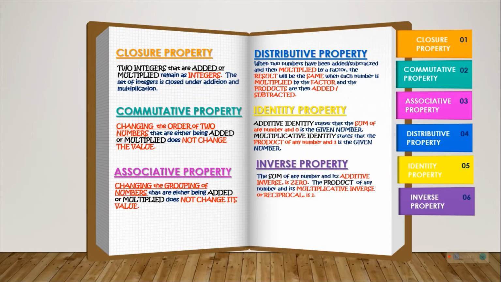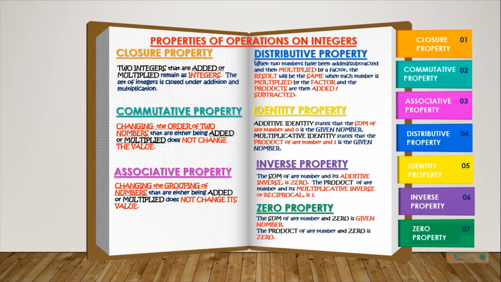The sixth one is inverse property. Inverse property, the sum of any number and its additive inverse is 0. The product of any number and its multiplicative inverse or reciprocal is 1. Then the zero property, the last one. The sum of any number and 0 is given number. The product of any number and 0 is 0.